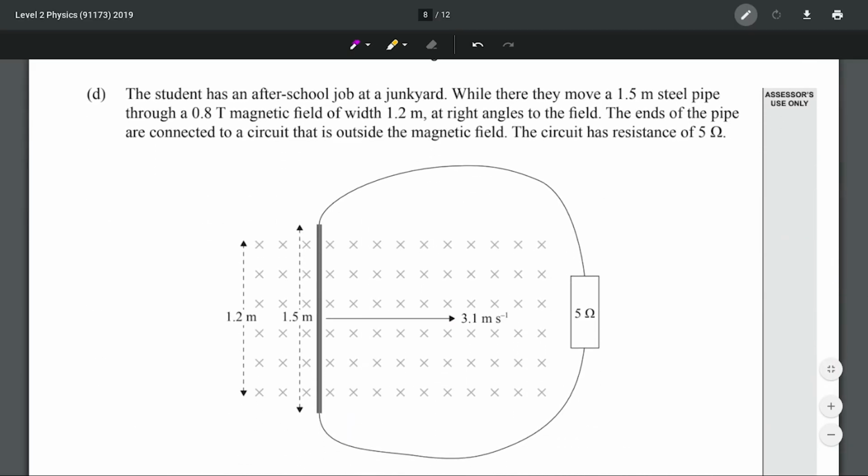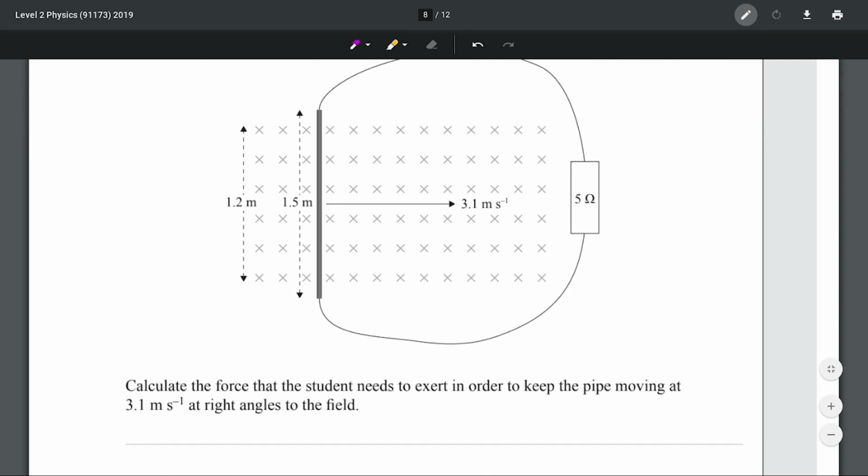The student has an after-school job at a junkyard where they're moving a 1.5 meter steel pipe through a 0.8 Tesla magnetic field of width 1.2 meters at right angles to the field. The ends of the pipe are connected to a circuit that is outside the magnetic field. The circuit has a resistance of 5 ohms. We are asked to calculate the force that the student needs to exert in order to keep the pipe moving at 3.1 meters per second at right angles to the field. Okay, this here is a bit of a doozy.